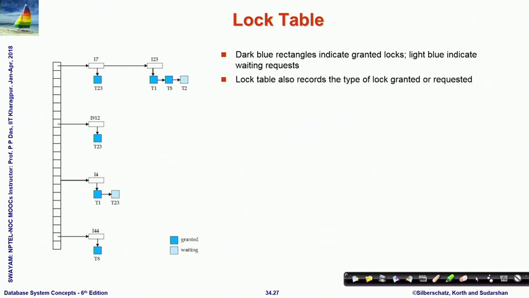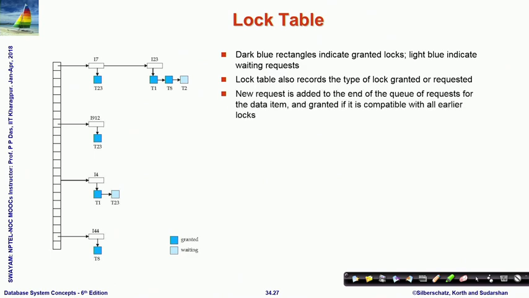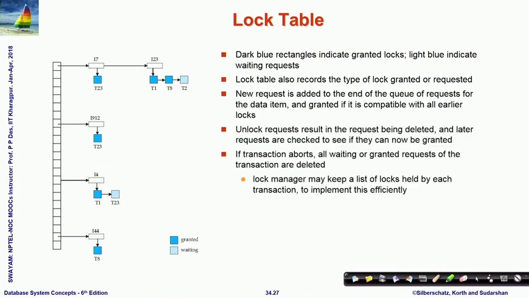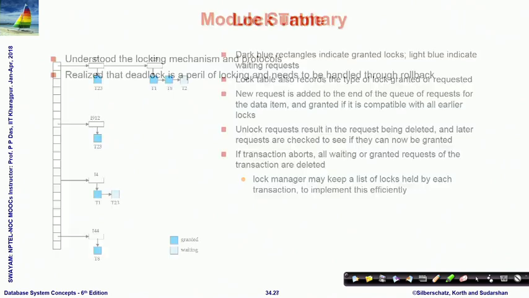It naturally says what type of lock is granted and requested, and based on this, when you get a request, you hash it to that data item and put that request on the queue, and based on the current status you can decide whether it can be granted or it has to wait. New requests are added at the end of the queue, it is first in first out, and whenever a release happens, naturally a granted node is removed and a waiting node might get a chance to lock that item. If the transaction aborts, all waiting or granted requests of the transaction certainly will get deleted.